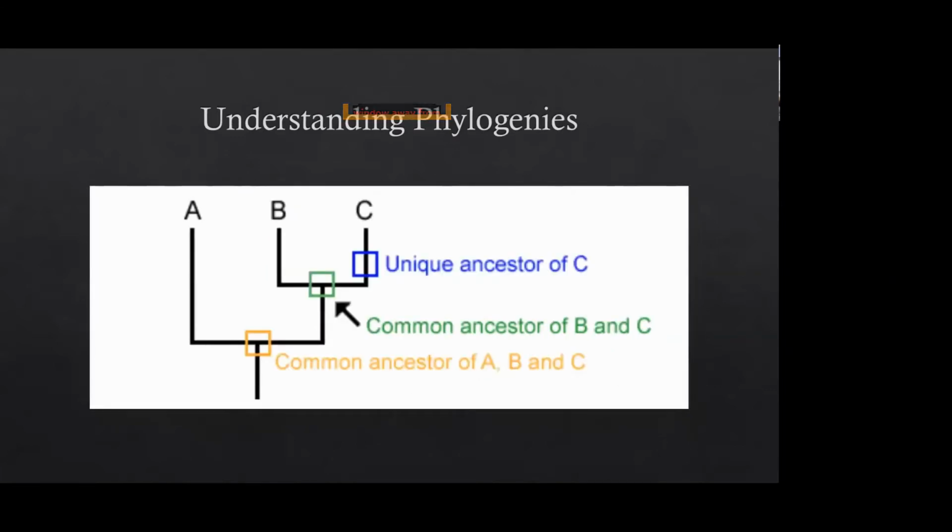Similarly, each lineage has ancestors that are unique to that lineage and ancestors that are shared with other lineages, and that's what we refer to as common ancestors.